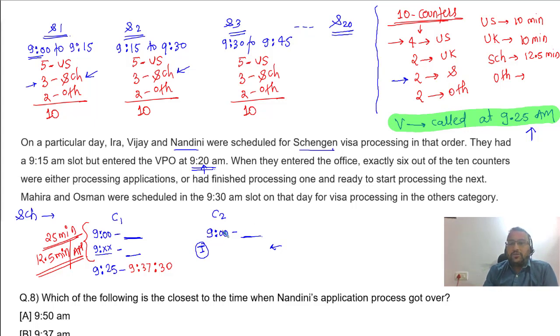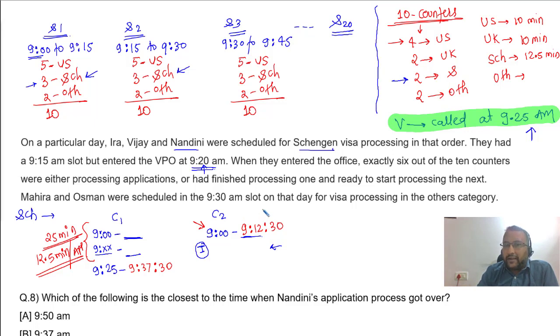So the application of Ira will start at what time? That we need to identify. The application of Ira will start before 9:25. So over here, let's have a look at it. The second application is on the second counter. That will end exactly at 9 hours 12 minutes and 30 seconds. So from 9:12:30 to 9:20, the second counter was empty.